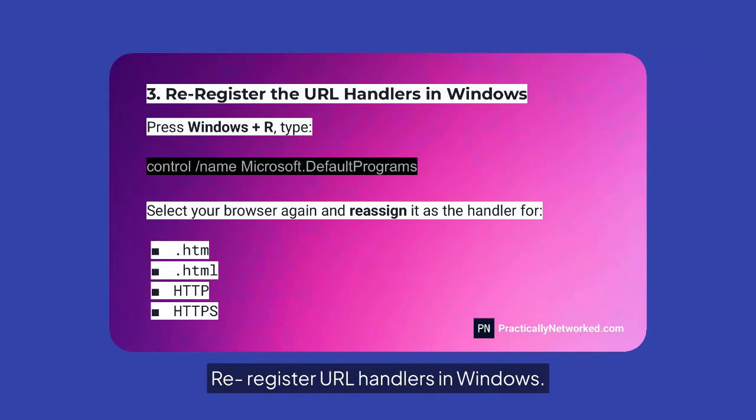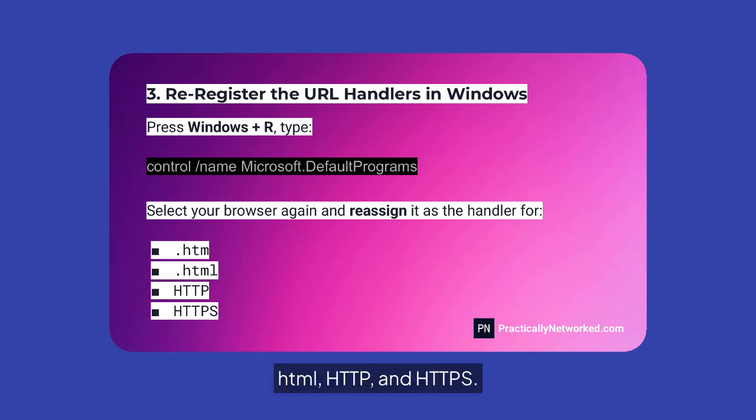Re-register URL handlers in Windows. Press Windows plus R, type the command shown, and reassign your browser as the handler for .html, HTML, HTTP, and HTTPS. This ensures proper link handling.